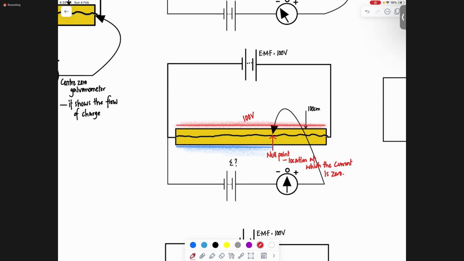Let me give you some information, see if you can work it out. The total length was 100 centimeters, right? This null point comes at 60 centimeters. Can you tell me what is the voltage or EMF of my battery? Yeah, 60, correct. And that's it. That's exactly what the syllabus wants you to know.